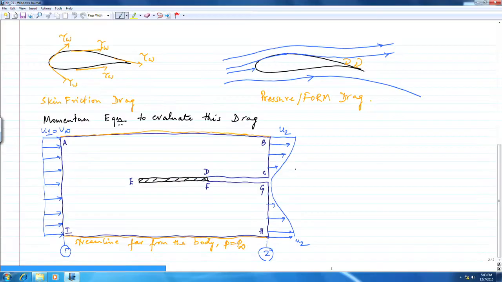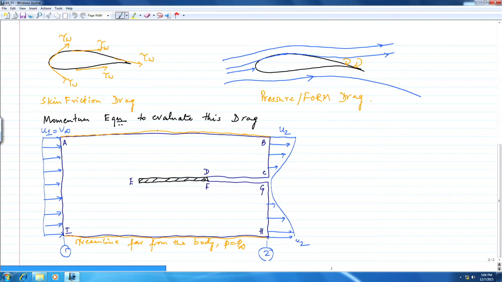Hi, welcome back. Let us continue using the momentum equation. Let me draw an axis. This is what we were doing, right? You have this flat plate which is DEF, and we have taken a control volume around this which starts from basically A, and it runs just inside a streamline which is very far away from the flat plate.